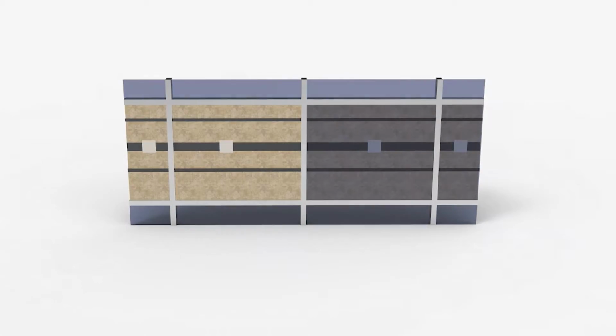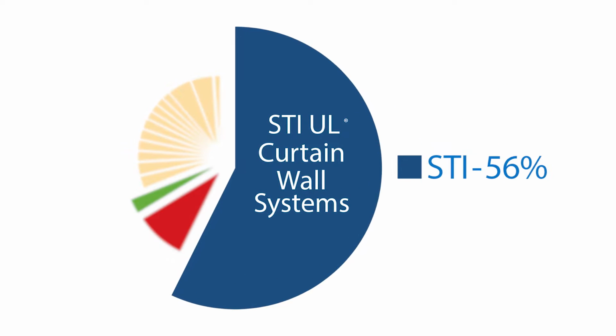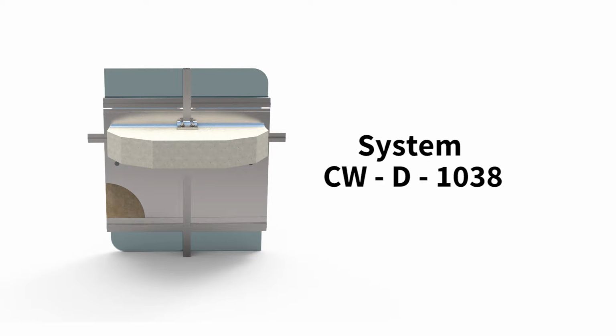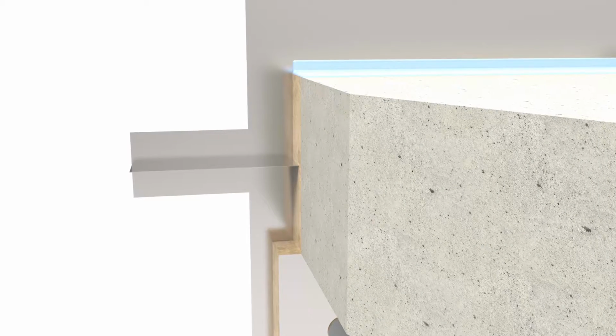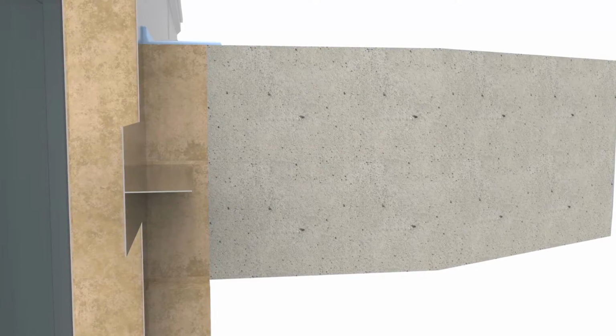the factory? STI, the leader in curtain wall perimeter fire barrier solutions, is pleased to present our brand new UL-certified curtain wall system, CW-D-1038, which allows for the stiffener channel to be affixed to the outside of the curtain wall.